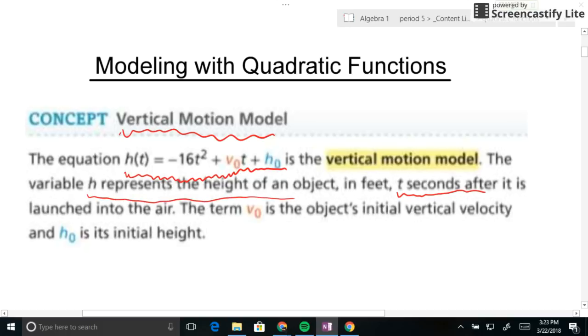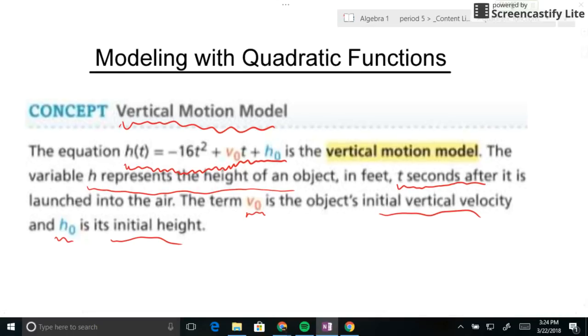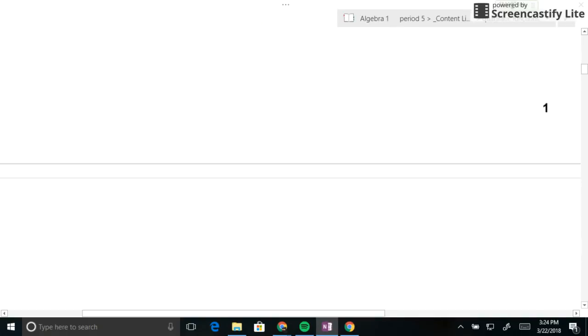H represents the height of an object. The v naught or the v sub 0 represents its initial velocity. And the h naught or h sub 0 here is the initial height. What we're going to do is use this in order to write some equations and figure out some information about them. So let's take a look at the first example.